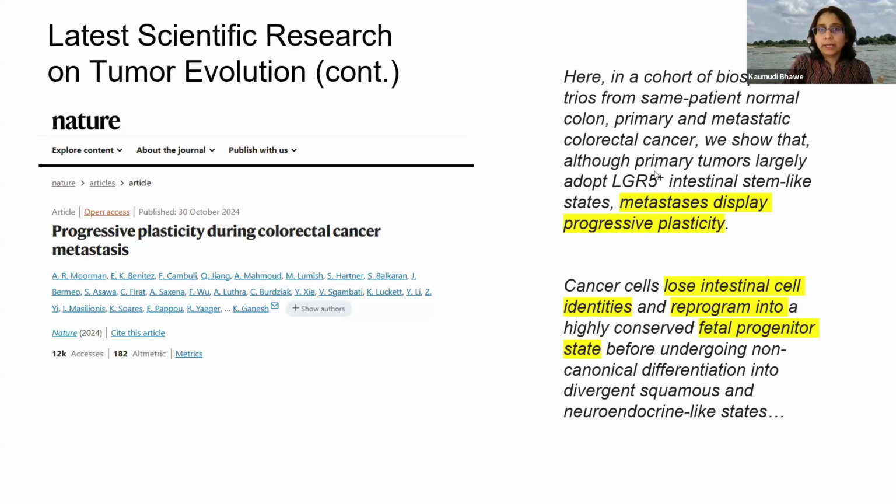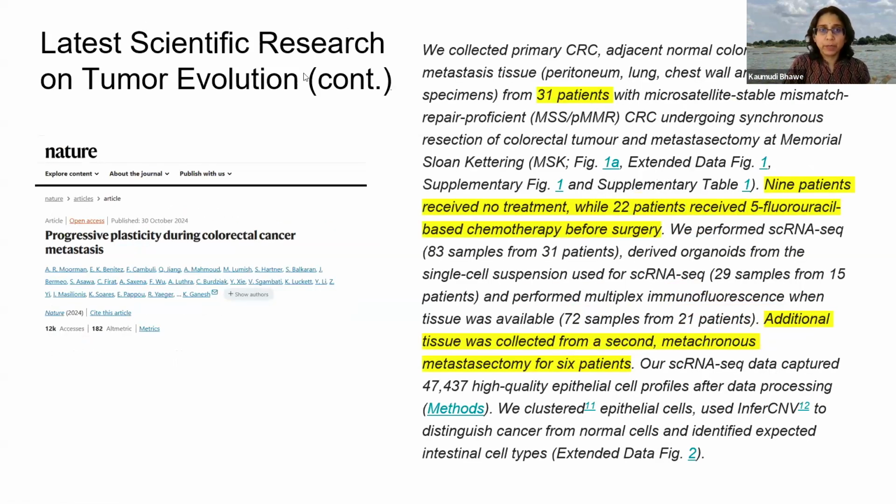And how did they find this out? They took samples from 31 patients with microsatellite stable disease. These are all now very technical terms, right? Microsatellite stable, mismatch repair proficient. So it's not likely to mutate as quickly as something that would have been called having microsatellite instability or MMR deficient. So anyways, you have this relatively stable colorectal cancer, and they did surgery and removed pieces from normal tissue, primary tumor and metastases.